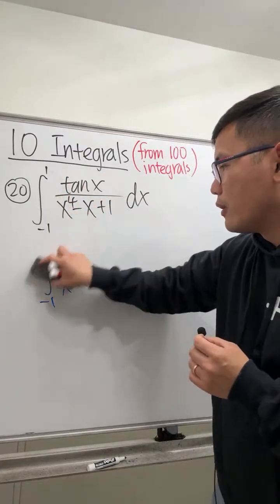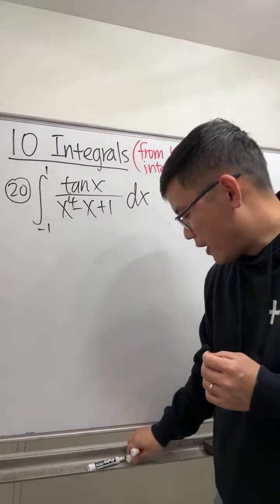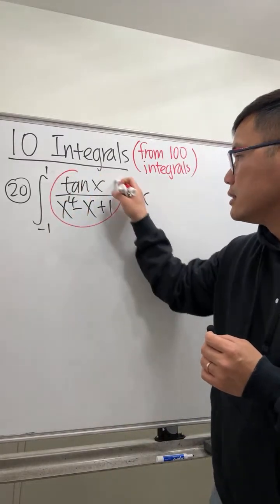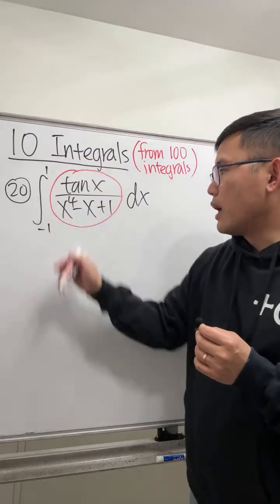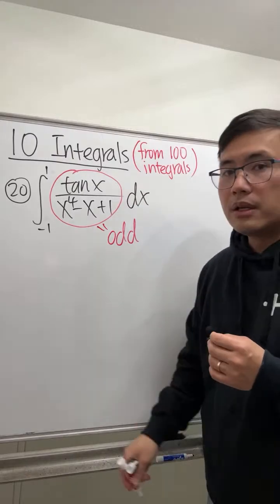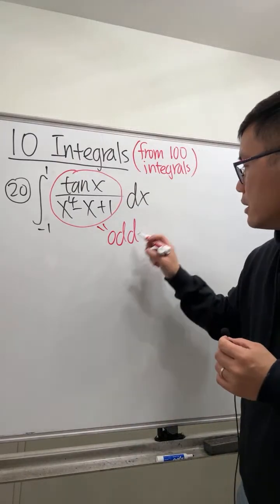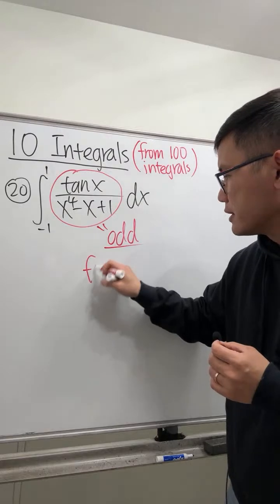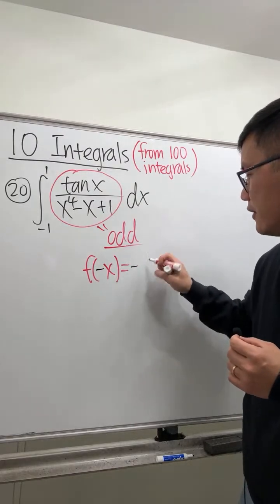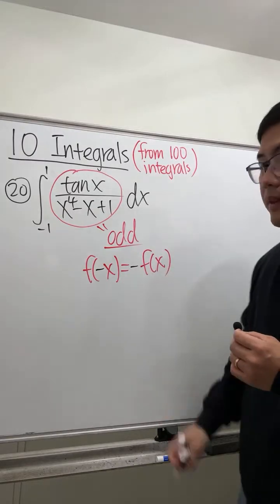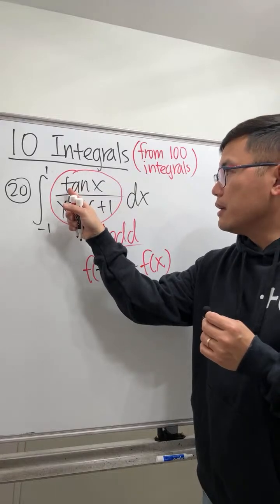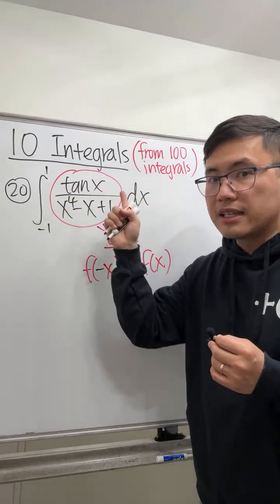However, for this one though, our function here is continuous from -1 to 1, and I will tell you this is an odd function. Odd function means, I'll write this down for review purposes, f of -x equals -f of x. Then we see that right here, in tangent of x, tangent is odd.